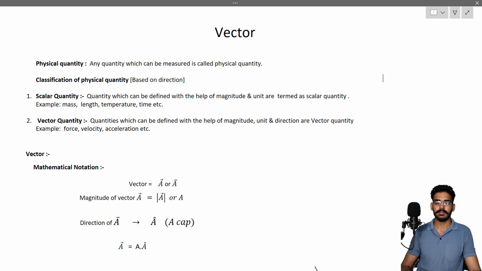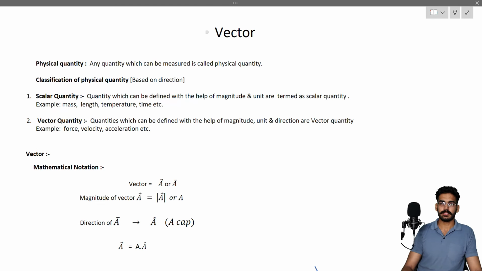So in this video particularly we are going to discuss the vector basics, how we denote a vector, and types of vectors. We are also going to define the angle between the vectors, what is the angle between the vectors, and we're going to see different examples also.